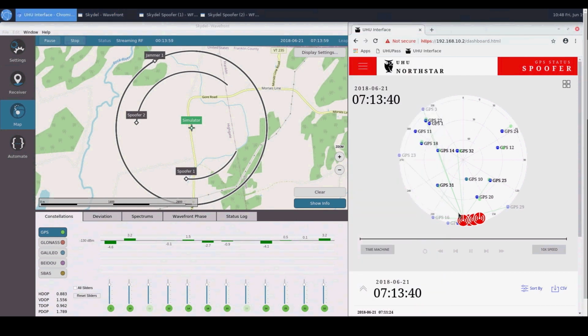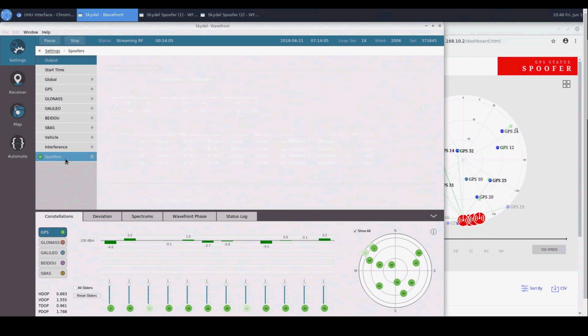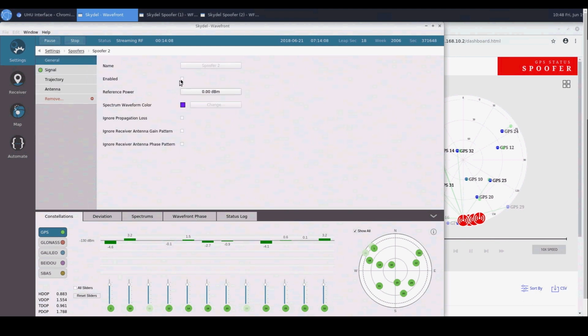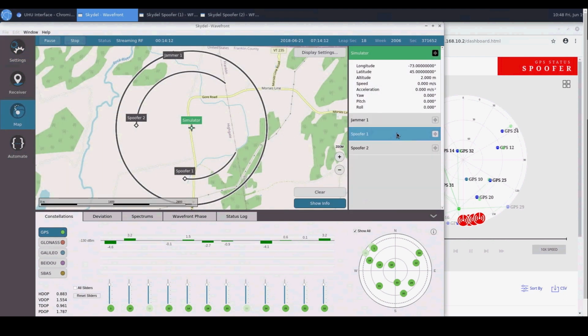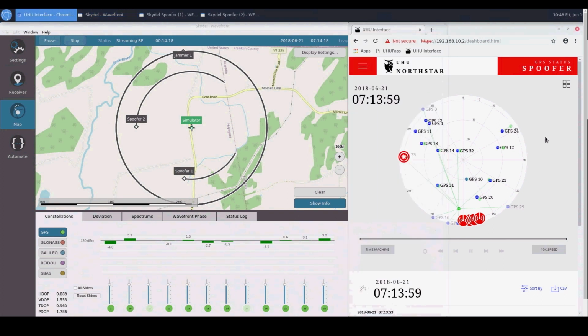All right, so now I'm going to go turn on the second spoofer. And then I'm going to go back to the map screen. Now the second spoofer is stronger than the first one. It's about 25 dB above reference level.